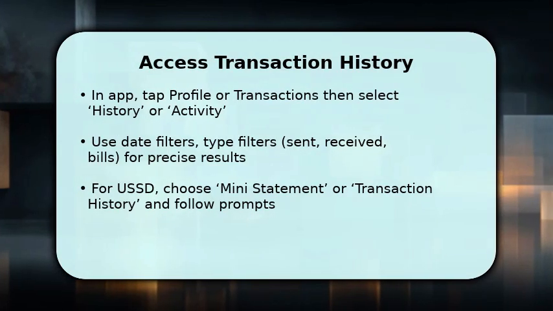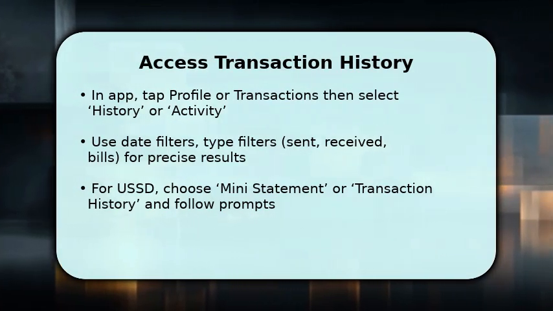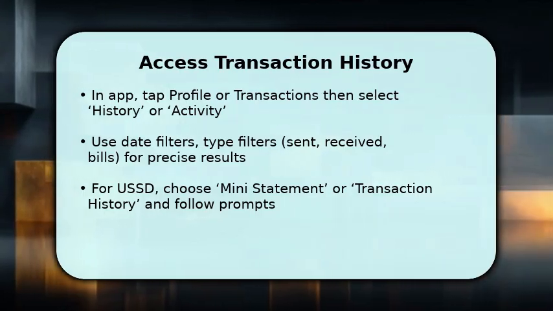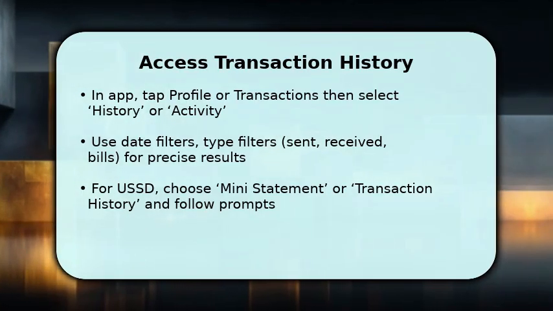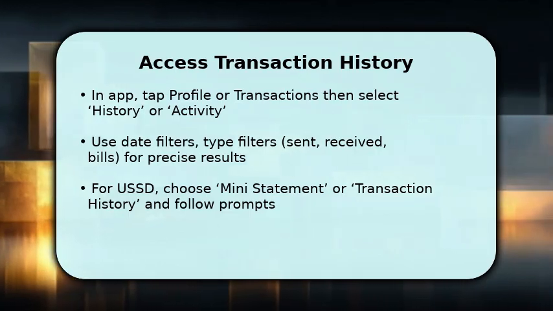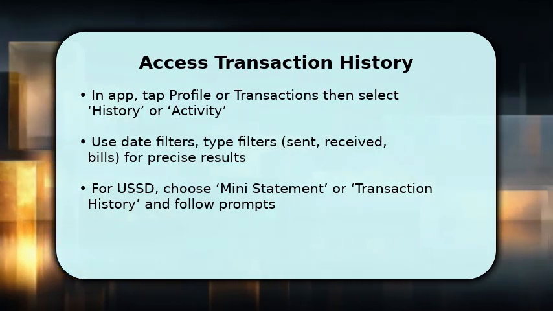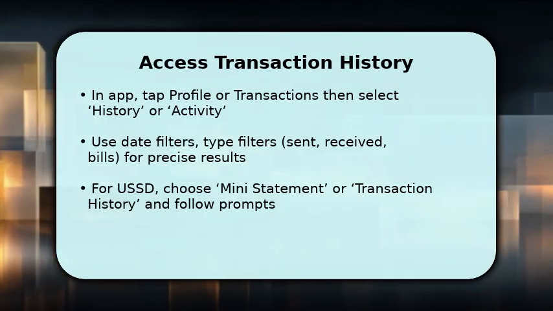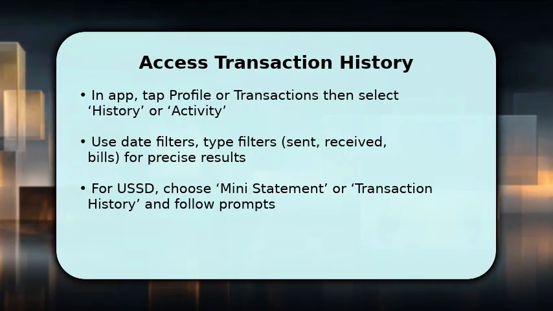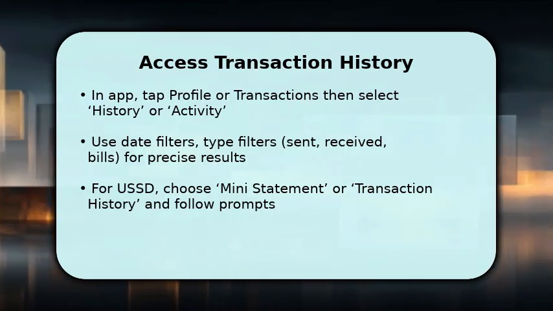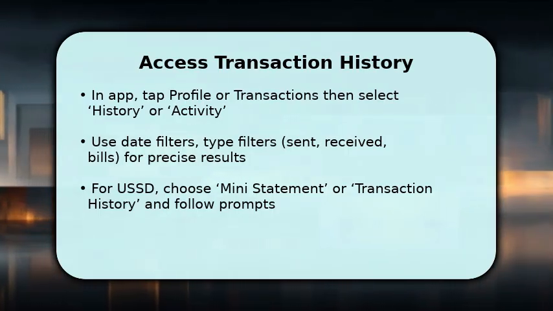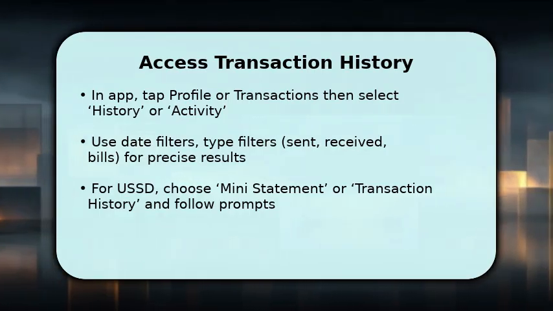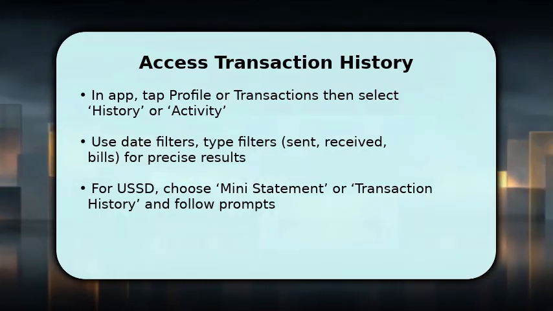You now navigate to the transaction area. In the app, tap Profile, then Transactions or Activity. If you are on USSD, choose the Transaction History or Mini Statement option. Use the date filter to narrow to the period you need, and apply type filters for sent, received, or bill payments so results are manageable. Once filtered, scroll to review details like amounts, dates, and reference ID. Make sure to note any unfamiliar entries before exporting or taking screenshots for records.